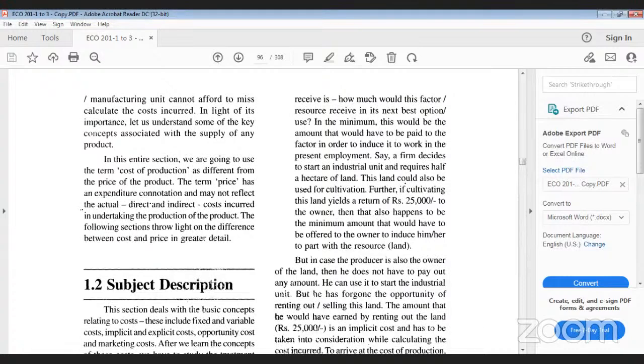In this entire section, we are going to use the term cost of production as different from the price of the product. The term price has expenditure connotations and may not reflect the actual direct and indirect costs incurred in undertaking the production of the product. The following sections shed light on the difference between cost and price in greater detail.